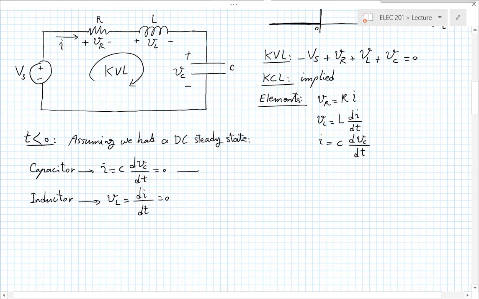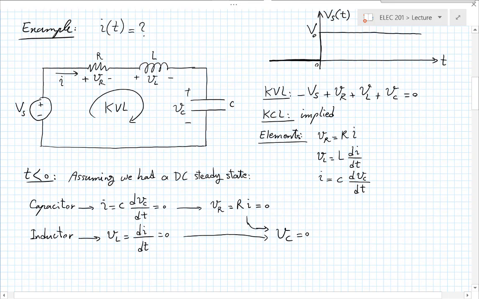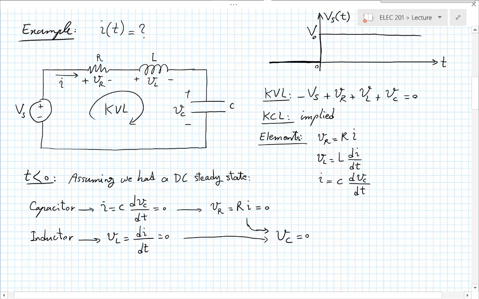Now, if I is 0, from here we can directly come up with the voltage of the resistor also, which is VR equals Ri equals 0. Now, if Vs is 0, which it is, VR is 0, and VL is 0, well, there's nothing left for the capacitor. So from these two, we also know that Vc is equal 0. So we see that all the voltages and the current are 0 before time t equals 0. So that's a relatively simple set of initial conditions, assuming we had a DC steady state, because this was sitting for a very long time.